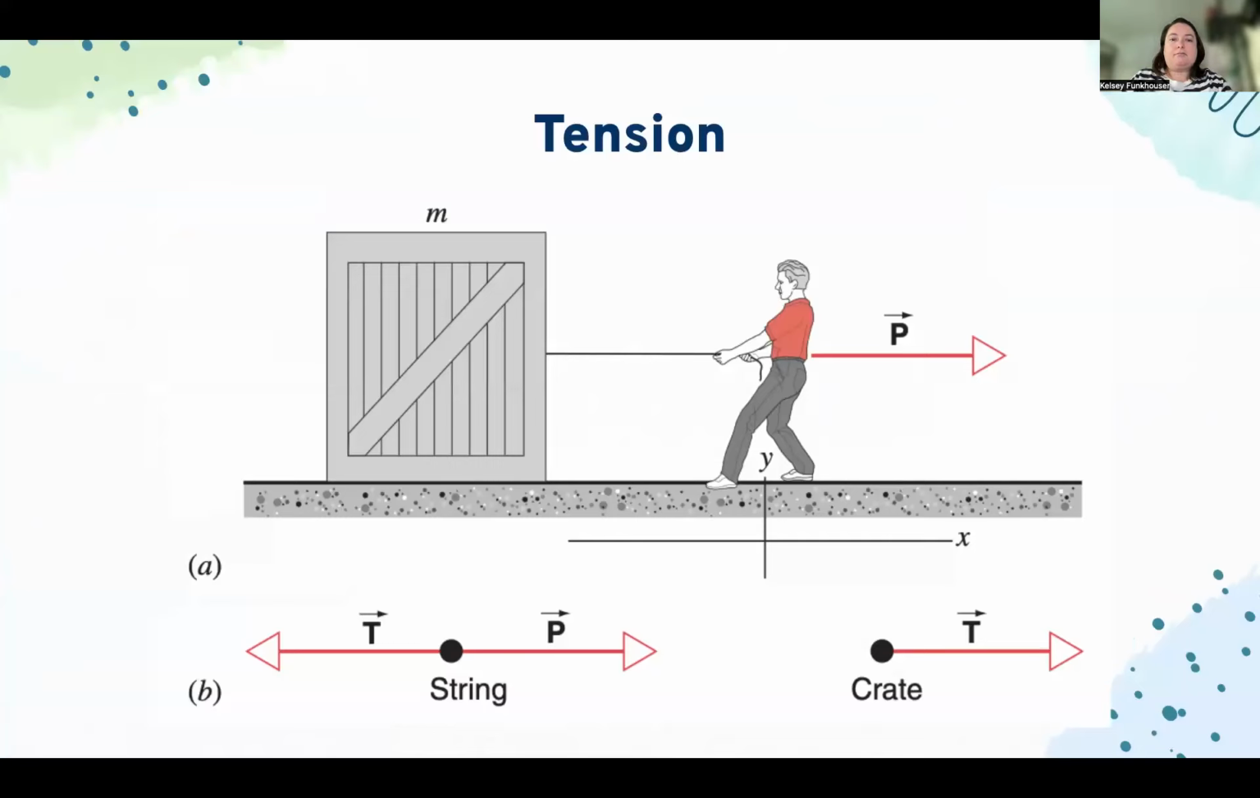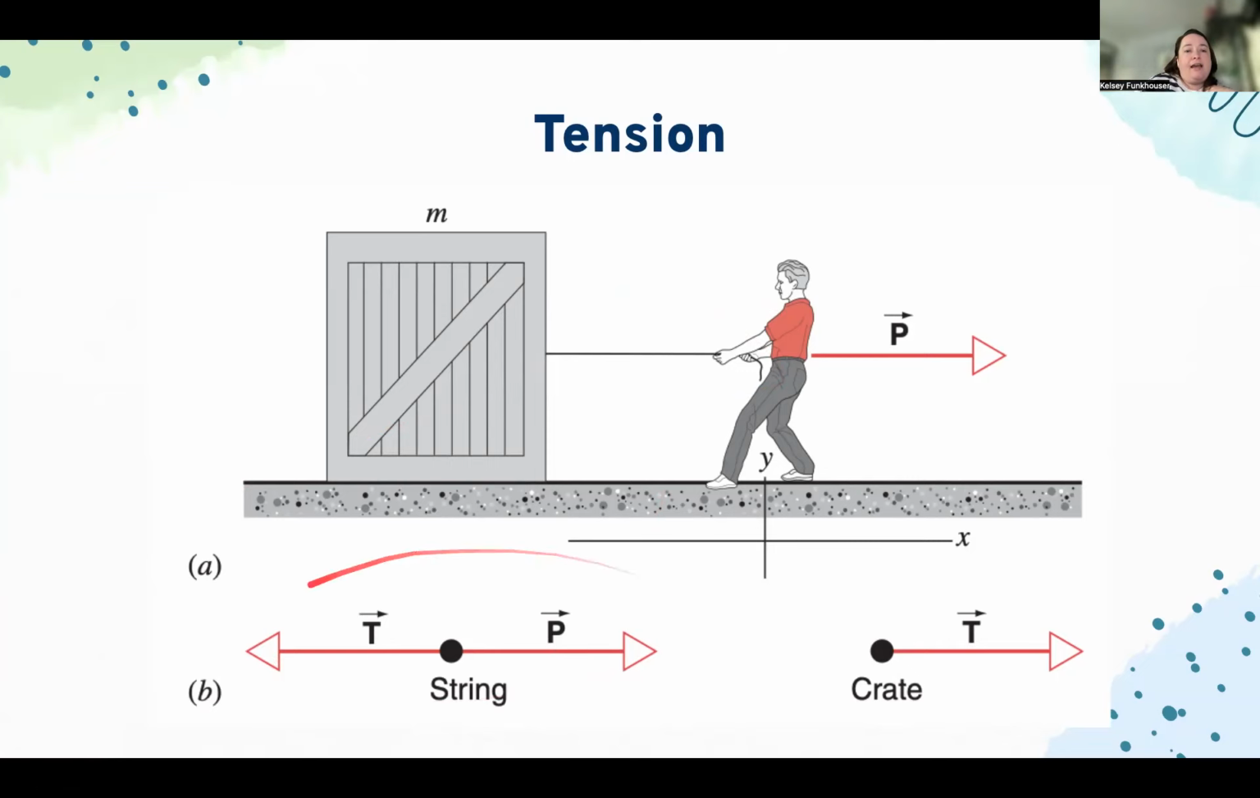So, tension. Here we have a worker applying a pulling force to the string or rope that is attached to this crate here. And it's causing the crate to accelerate. We want to note that the worker isn't applying the force directly to the crate. They're instead applying a force to the string, which applies a force to the crate. And we call this force that is applied via a rope or a string tension.